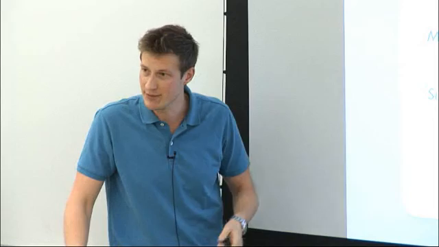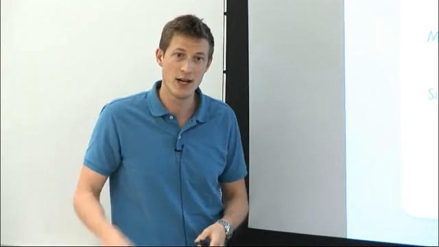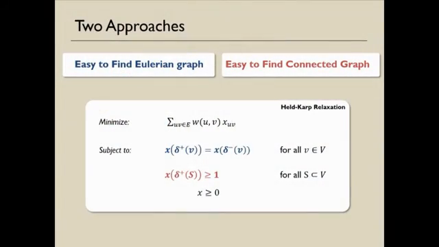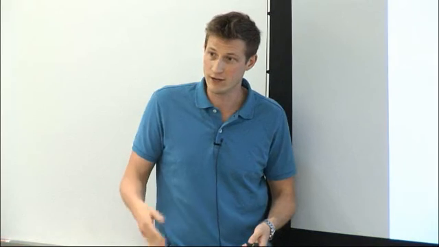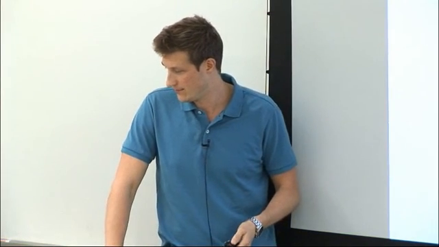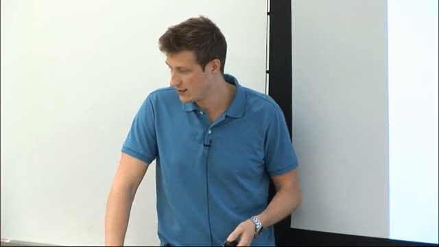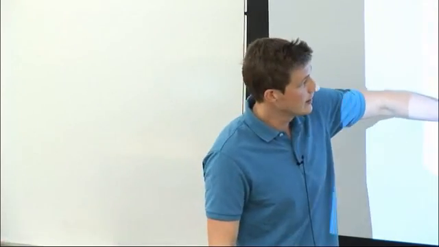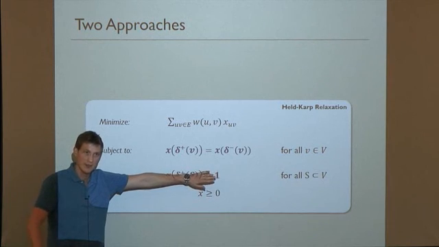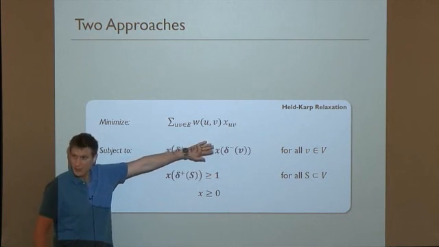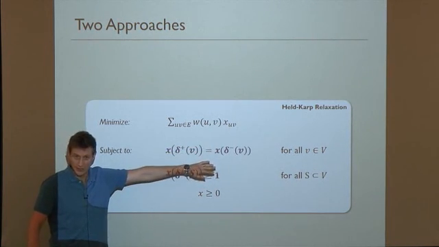So now the name of the game is: we can find a solution here, but how do we massage it into an integral solution without losing too much? I would like to argue that there are, in theory at least, two available approaches to rounding this LP. They come from the intuition that we have two sets of constraints. Suppose I completely drop the red constraints. Then what is the LP? The LP says, find me an Eulerian graph that is cheap.